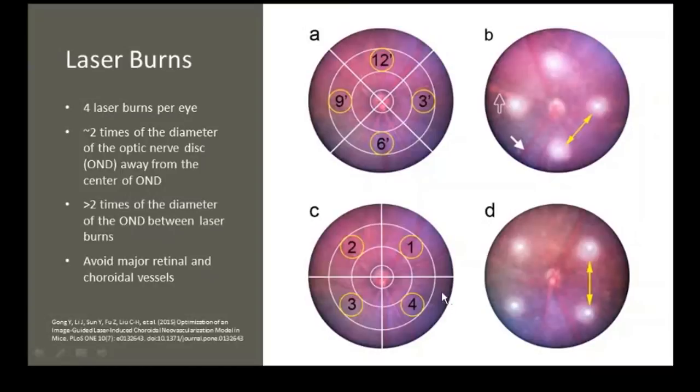The distance between the center of the laser burn and the center of the optic nerve head should optimally be about double the diameter of the optic nerve head. The distance between the edges of the laser shots should be more than 2 times the diameter of the optic nerve head. Major retinal vessels, the red ones as you see in this figure, and the choroidal vessels, the pink ones you see here in this figure, should be avoided to prevent potential bleeding.